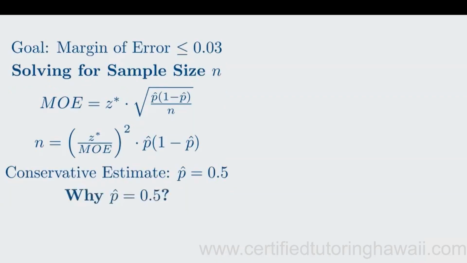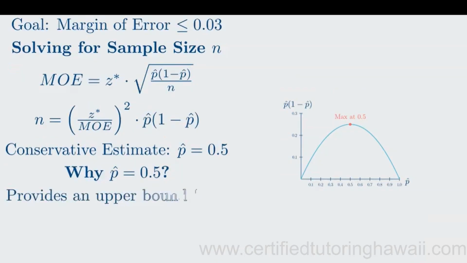Why 0.5? Let's look at the graph of the numerator. Mathematically, the product of p hat and 1 minus p hat is largest when p hat is 0.5. By using this value, we are planning for the worst-case scenario regarding variability. This ensures that our sample size will be large enough to meet our margin of error goal, regardless of what the actual sample proportion turns out to be. If we use any other value for p hat, the required sample size would be smaller. Using 0.5 gives us a safe upper bound for the sample size.